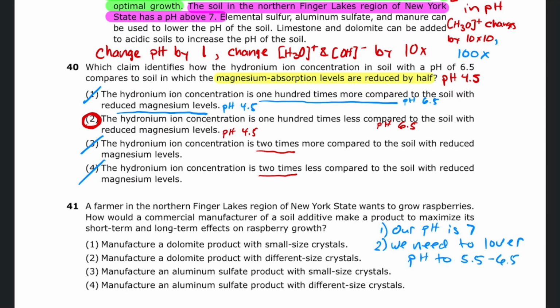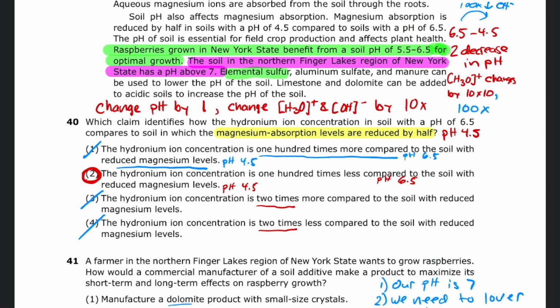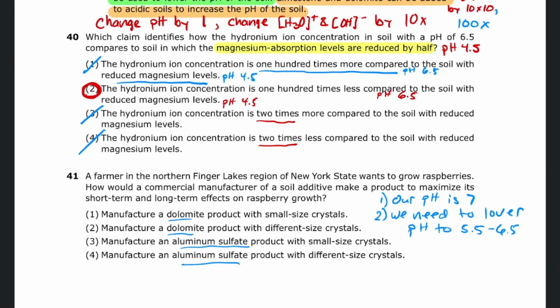All right, in order to lower the pH, we need to assess how dolomite will react with the soil and how aluminum sulfate will react with the soil. So let's go back to the passage to figure that out. It says that elemental sulfur, aluminum sulfate, and manure can be used to lower the pH of the soil. And limestone and dolomite can be added to acidic soils to increase the pH. So dolomite is going to increase the pH. We can eliminate choices 1 and 2 because we want to lower the pH, and these choices imply that you put dolomite in. Then, we know that we need to use aluminum sulfate to lower the pH.